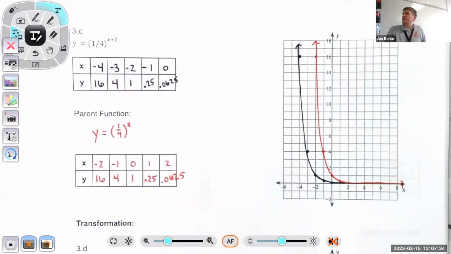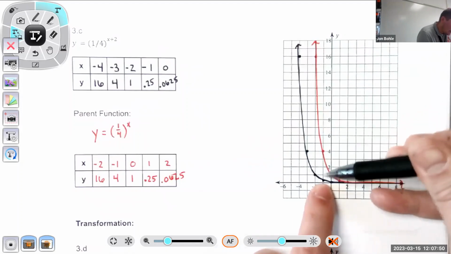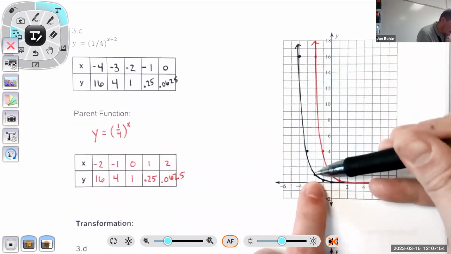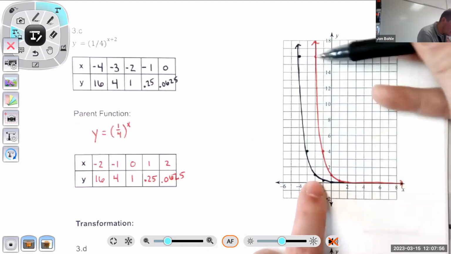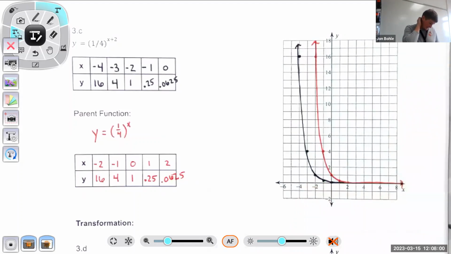All right, what's the transformation? What's happening from red graph to black graph? Now I can eliminate a vertical shrink because they would all have to shrink by the same factor. Like this one has a factor of 16 because this is at 1 and this is at 16. This one's at 4 and this is at 1/4. It's just not quite doing that.